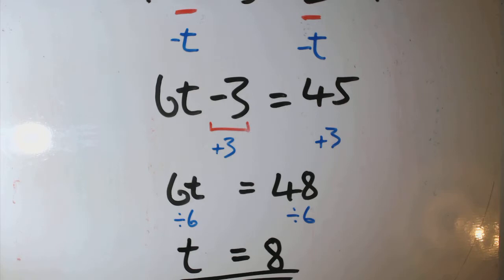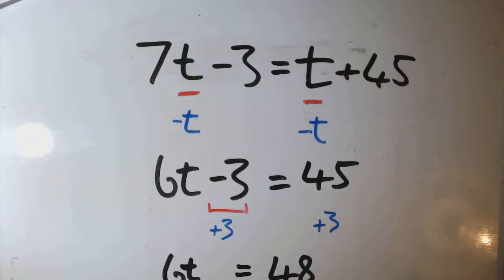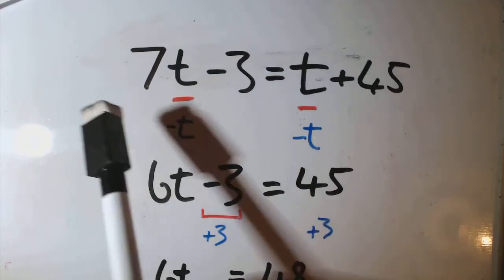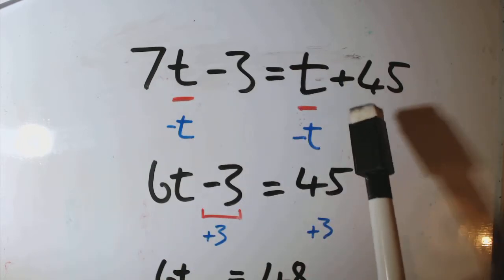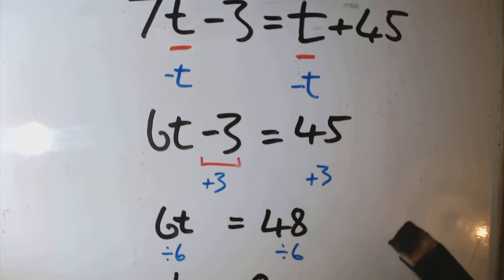Okay, so t equals 8, and if you substituted that into this equation, 7 times 8 minus 3 is the same as 8 plus 45. And that's how you do it.